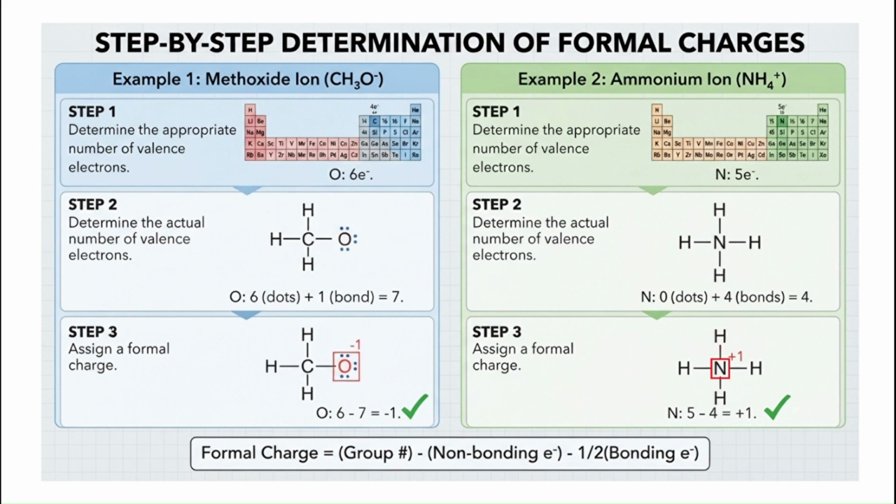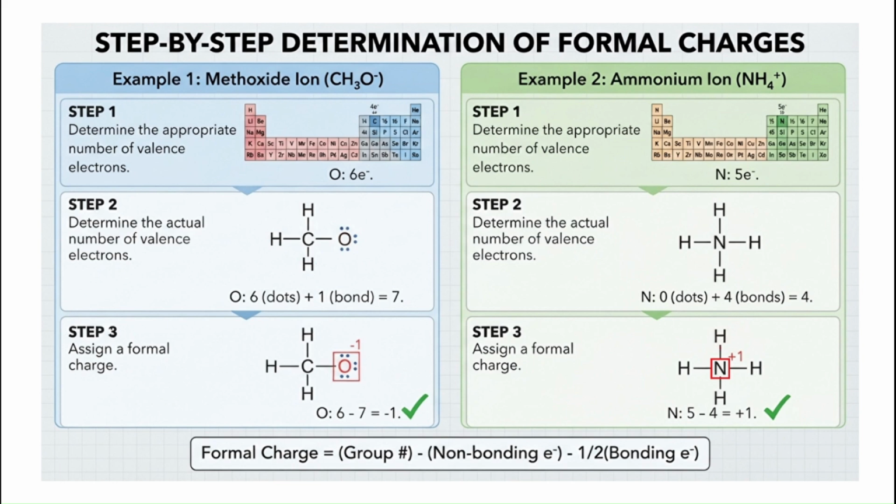Example 1. The methoxide ion, CH3O-. Step 1. Determine the appropriate number of valence electrons. By looking at the periodic table, we find that oxygen has 6 valence electrons based on its group number 6A. Step 2. Determine the actual number of valence electrons assigned to each atom. For oxygen, we count 6 non-bonding electrons from its lone pairs and 1 bond, sharing 2 electrons, half of which is 1, giving a total of 7 assigned electrons. 6 plus 1 is equal to 7. Step 3. Assign the formal charge. For oxygen, 6 minus 7 is equal to -1, highlighted by the red box on the oxygen atom.